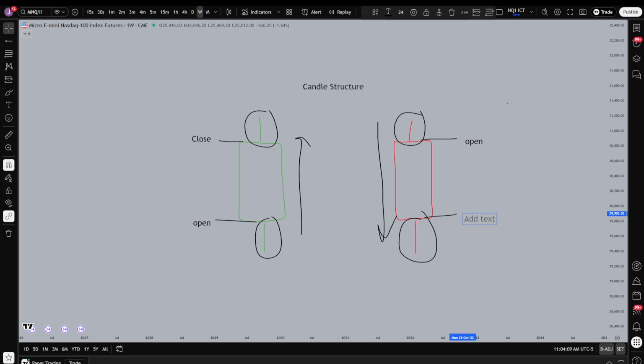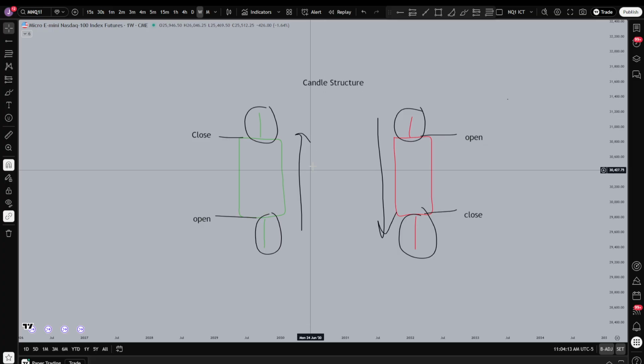So this would be the close right here. Now we just want to imagine in current time, so pretend that this is the candlestick trading in real time. We open right here. This is where it opens. It makes a low right here, so it trades down, and it's technically a red candle at this point in time.